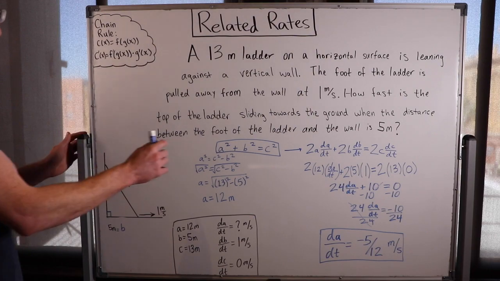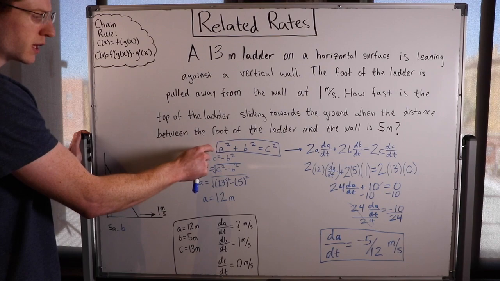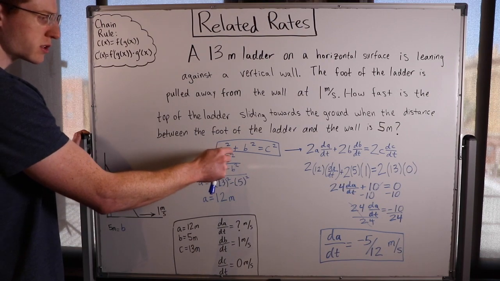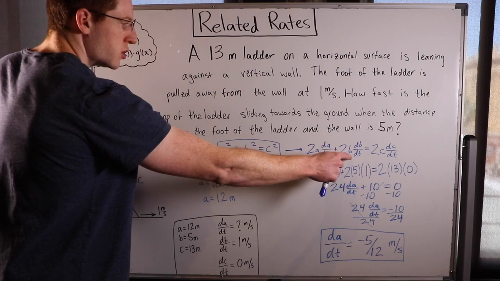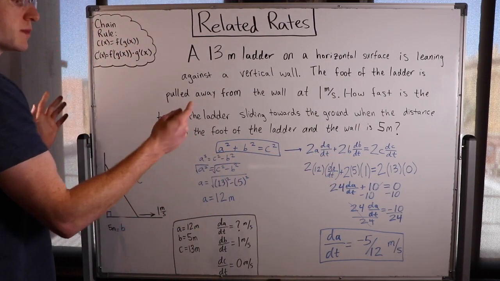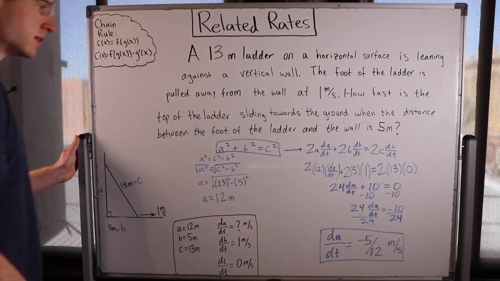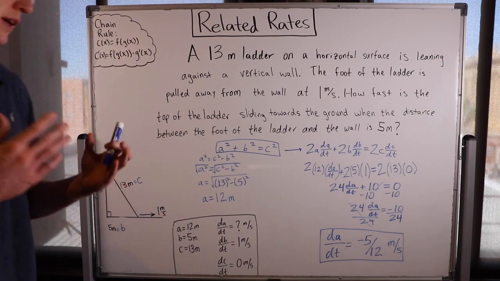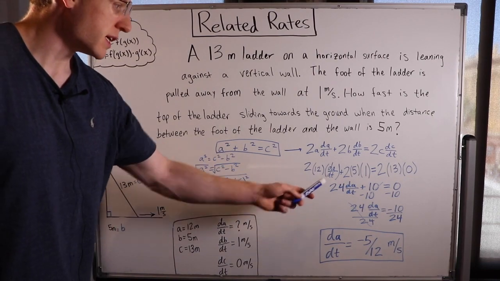So you can just remember that if you use the power rule on a squared, you bring down the 2, you're left with 2a, and then the chain rule says you multiply that by the derivative of a. So you're left with 2a dA/dt, 2b dB/dt, it's the same thing, just a different variable, and then finally 2c dC/dt. Now it's simply an algebra problem. We plug in our knowns and our unknowns and we solve for what we want, dA/dt.